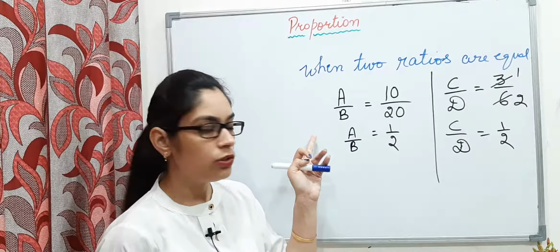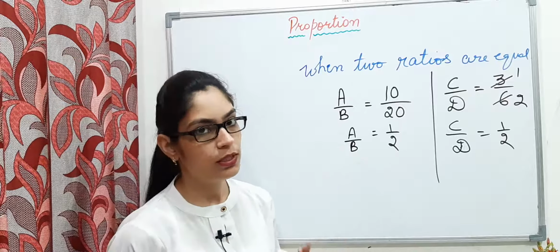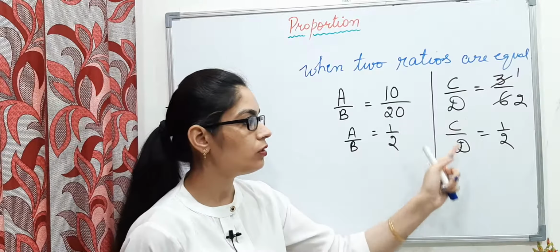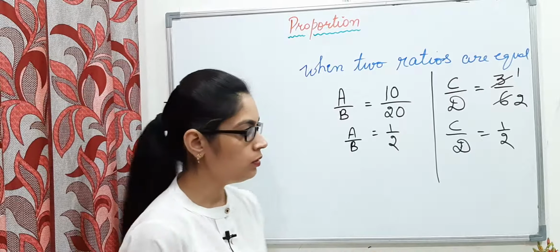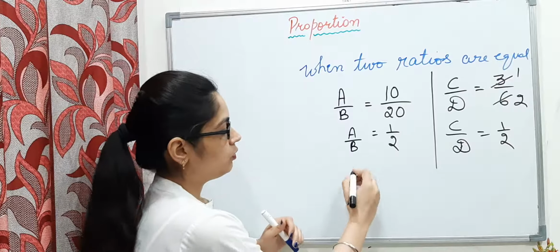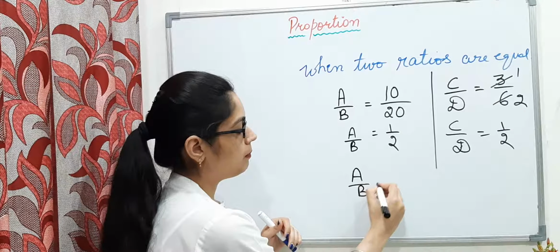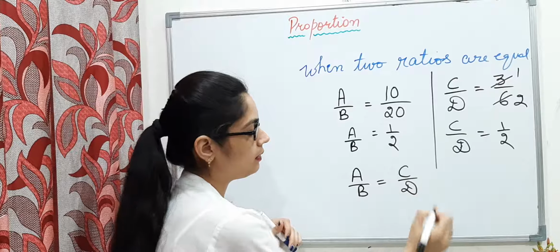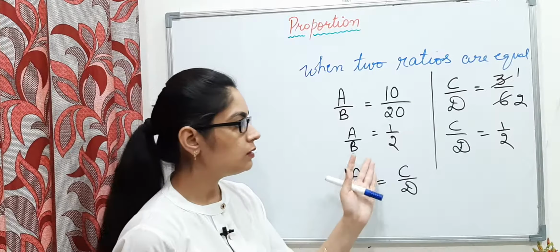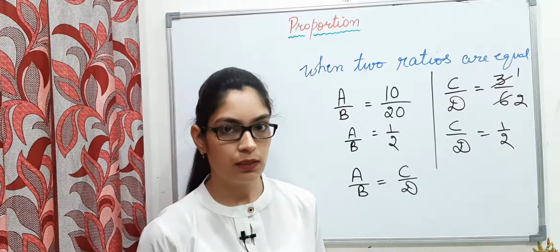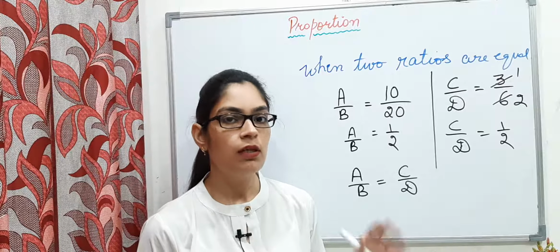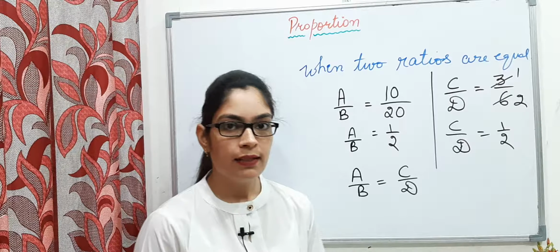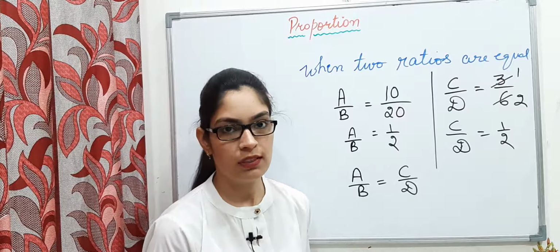Now we can see the ratio of A by B is equal to 1 by 2 and the ratio of C by D is also equal to 1 by 2. So A by B is equal to C by D. That means the two ratios are proportional to each other. In simple words, just remember, when two ratios are equal, that means they are proportional to each other.